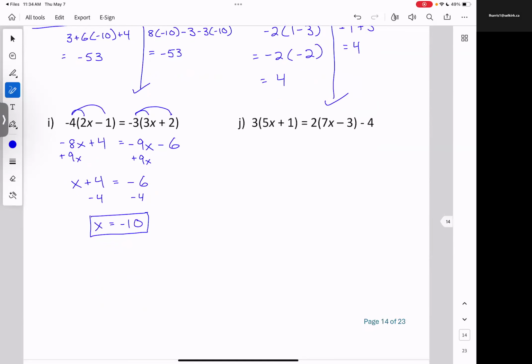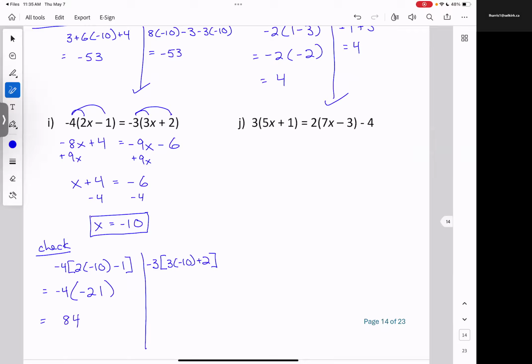Okay, and let's check our solution. So everywhere we had an x, we're going to plug in a negative 10. And so I've got negative 4 times, that would be negative 20 minus 1 would be negative 21. And so what does that give me? Negative 4 times negative 21. And you could do this in a single step on your calculator if you want to.